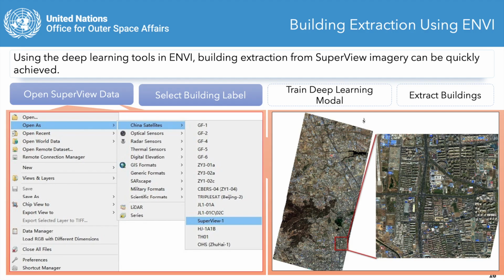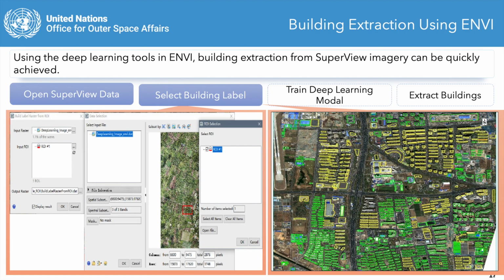However, urban scenes are often complex. Buildings may have different roof materials, colors, heights, shapes, and shadow conditions. Therefore, automatic building extraction usually requires advanced image interpretation methods, especially deep learning models.